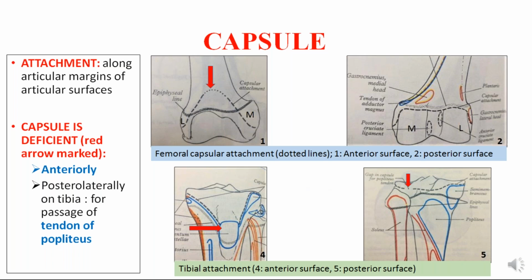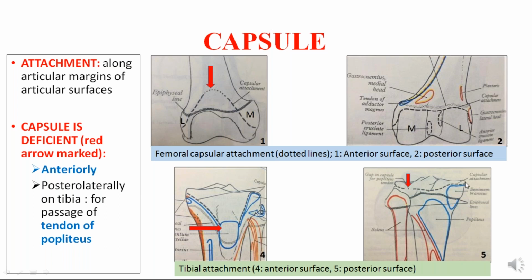The capsule is attached along the articular margins. See carefully, this is the articular margin on the anterior aspect, so it is all along the articular margin. In the posterior part also, it is along the articular margin of the lower end of the femur. In the tibia, it is along the articular margin, extending onto the margins of the tibial tuberosity. And posteriorly also, on the tibia, it is along the articular margin.